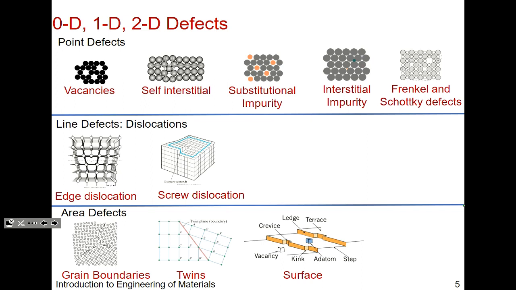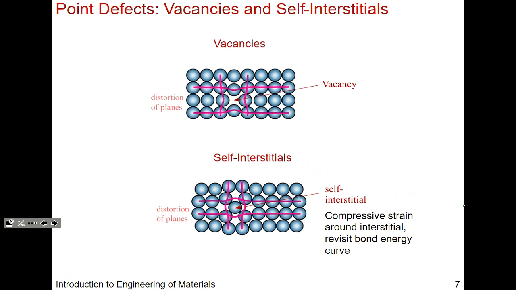So what types of imperfections can we form? And these are all the imperfections that we're going to talk about. You could lose an atom from a site. That's a vacancy. We'll talk about self-interstitials, substitutional impurities, interstitial impurities, and then if you have pairs of missing, pairs of these 0D or point defects, we'll talk about Frenkel and Schottky defects, and then when they propagate to line and area. Okay. Let's look at point defects.